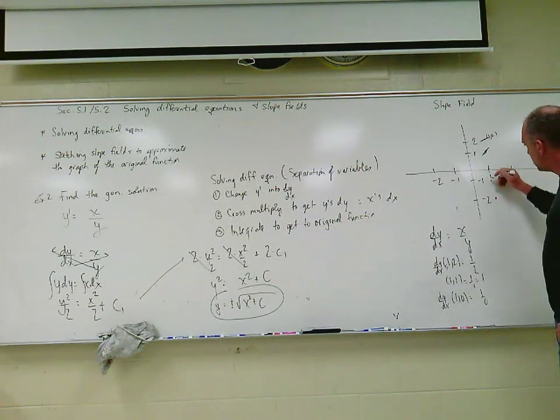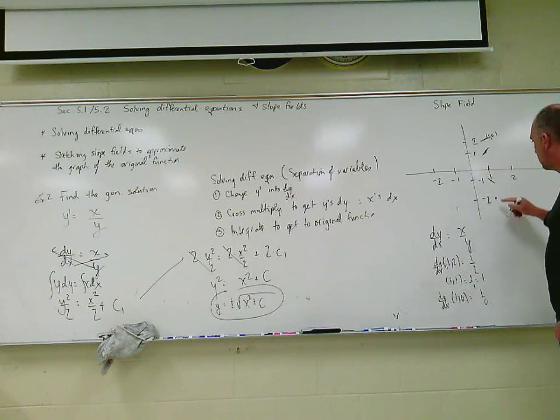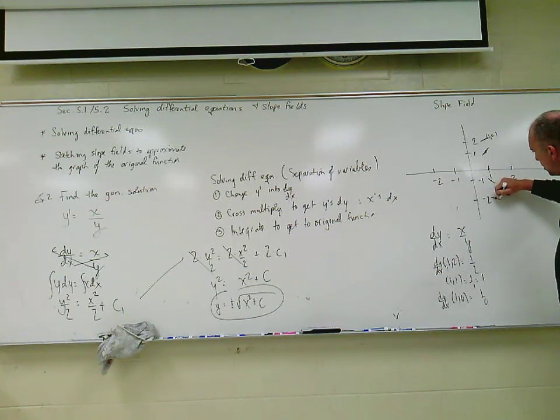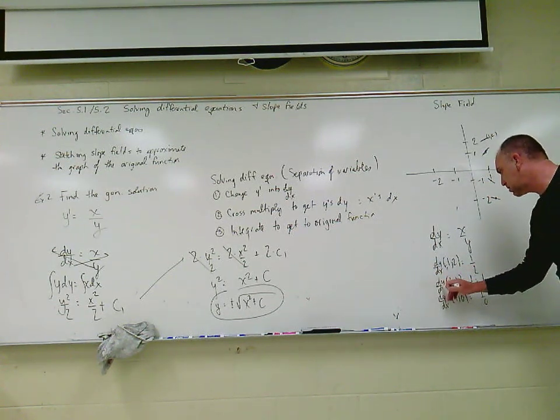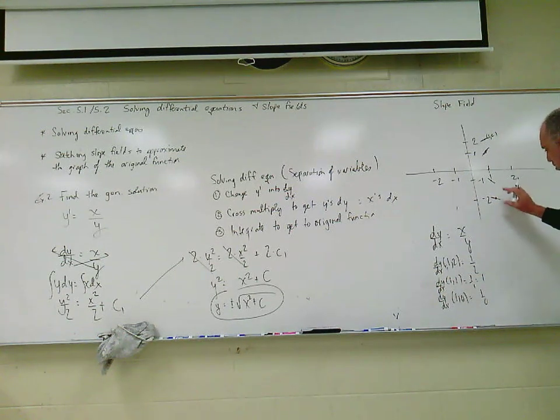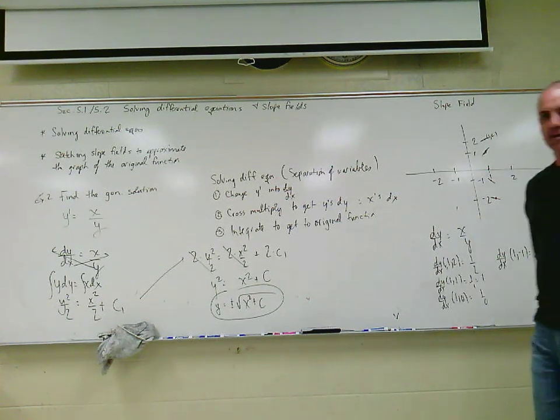1, -1, I'm going to get a slope of -1. 1, -2, a slope of -1/2. So I'm going to go through and calculate and put all those in. dy over dx at 1, -1 would be 1 over -1, which is -1, and so on. And then you're going to go and complete this.